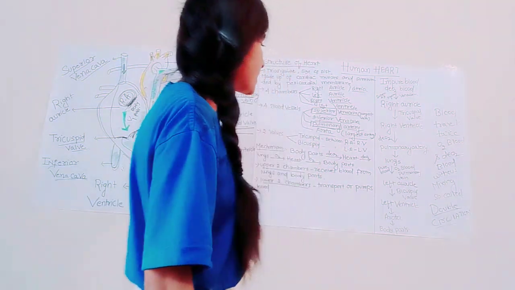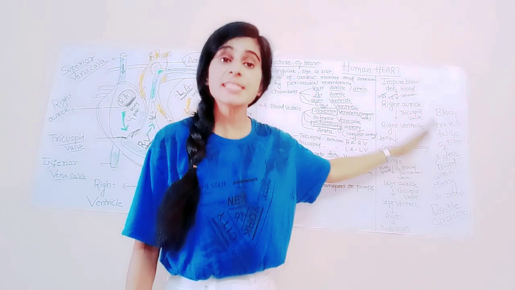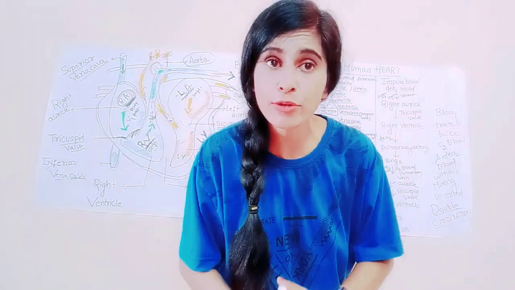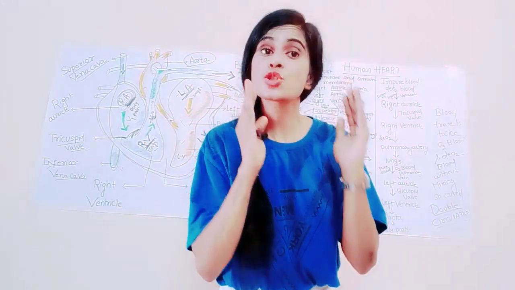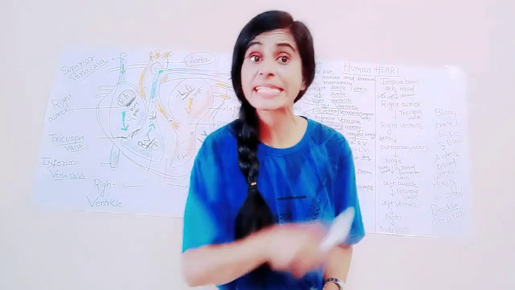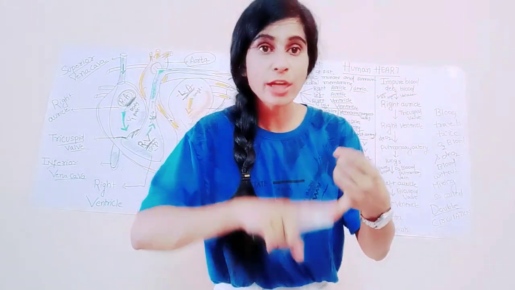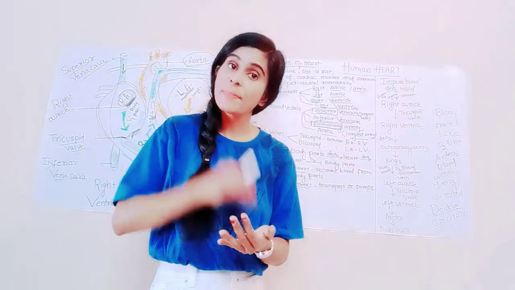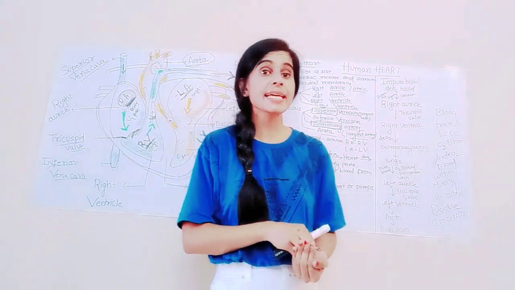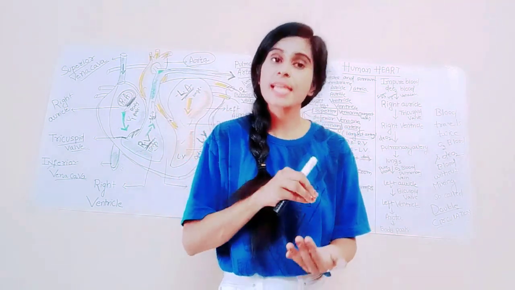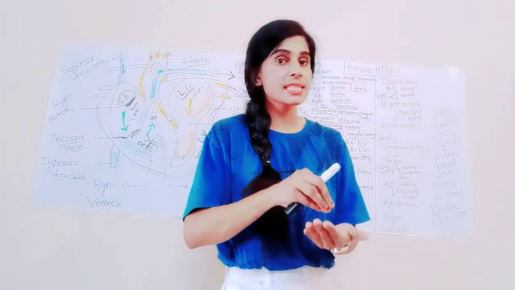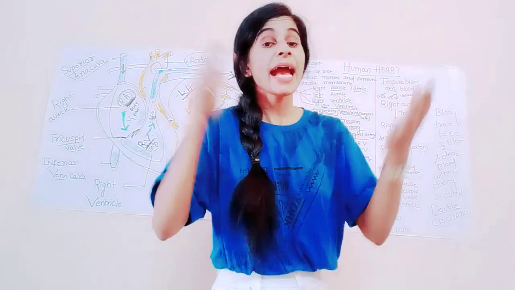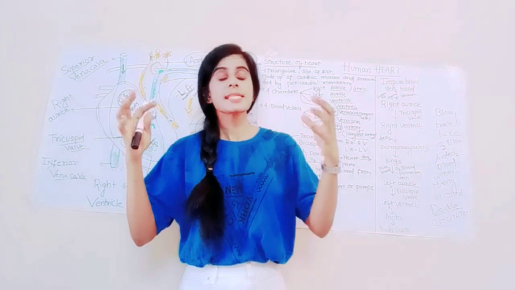Why is it called double circulation? Because blood travels twice in a single cycle. One time it carries the deoxygenated blood and another time it carries the oxygenated blood. Since the blood travels twice in a single cycle, it is called your double circulation.